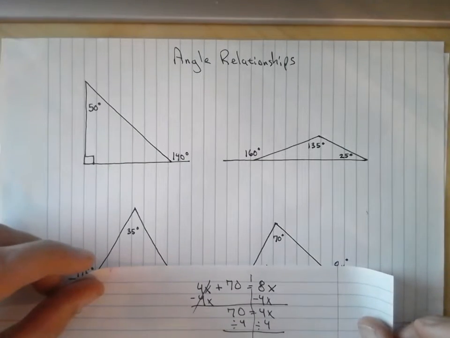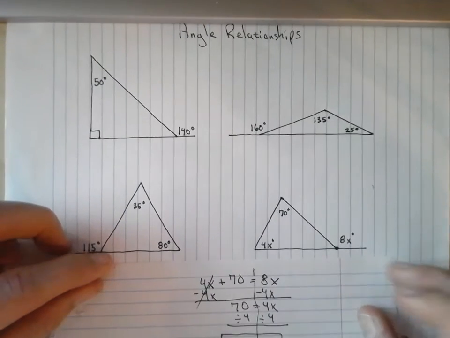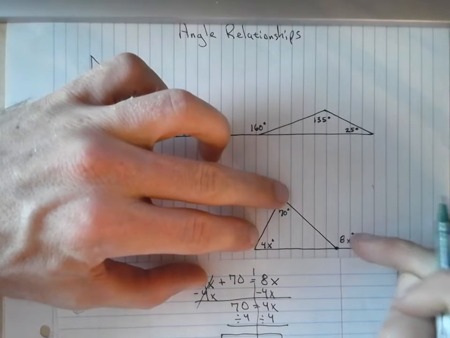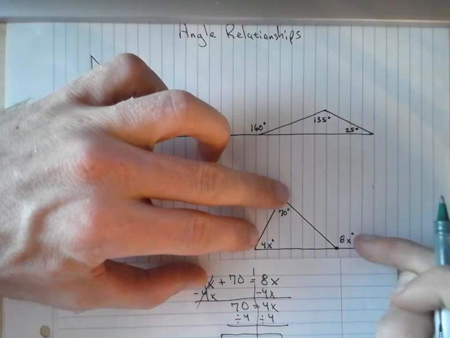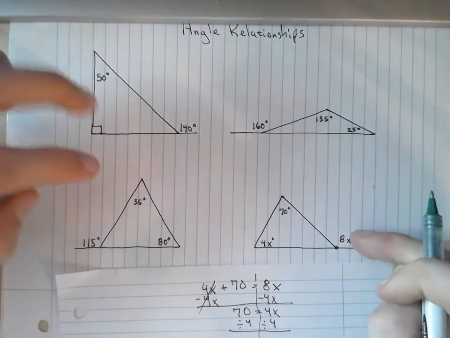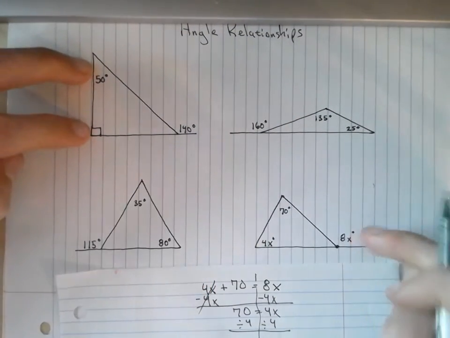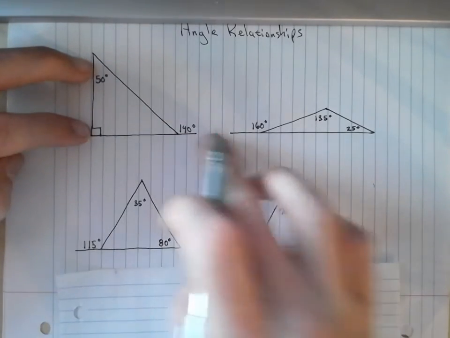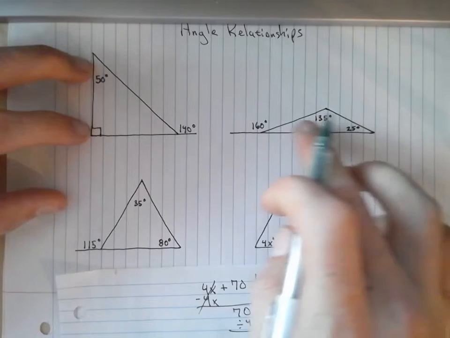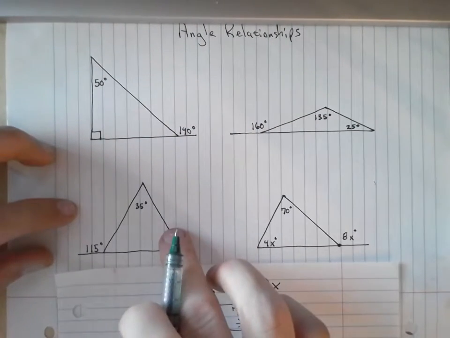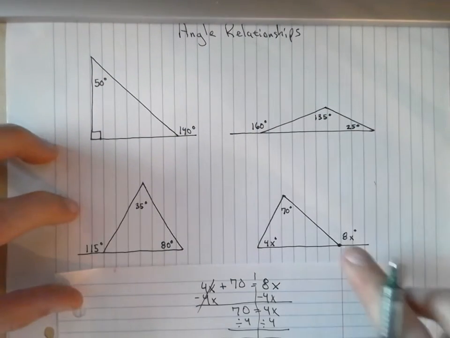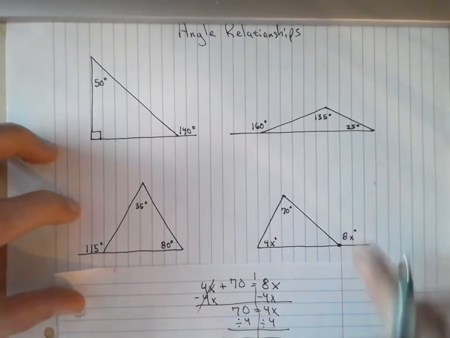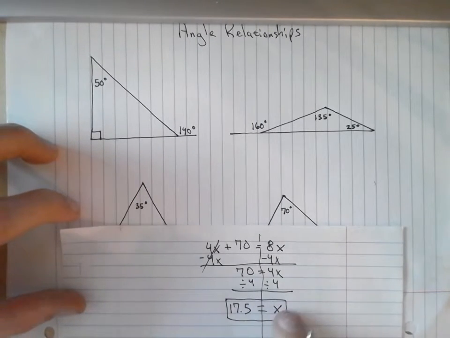In the case of the triangle, the opposite interior angles sum to the exterior angle to which they are opposite, and that's established in this pattern here by looking at the sequence of diagrams. 90 plus 50 is 140. 25 plus 135 is 160. 80 plus 35 is 115. So 4x plus 70 is equal to 8x, and then we can solve for x.